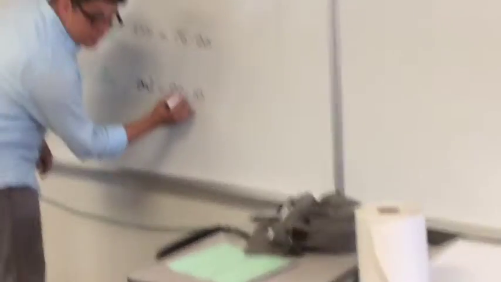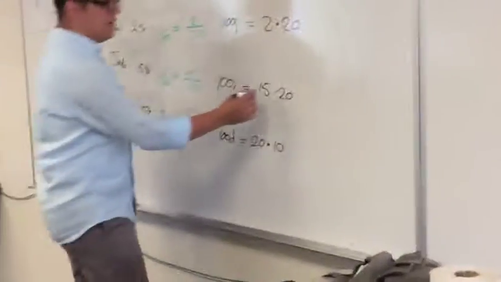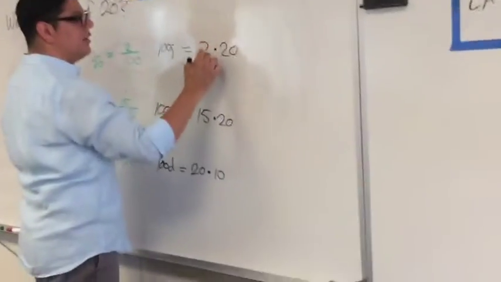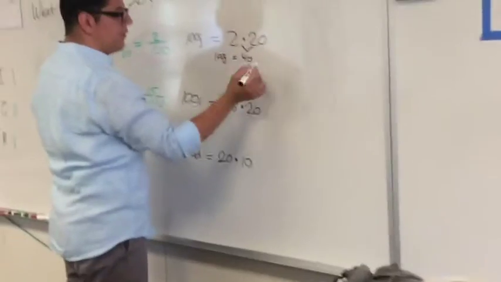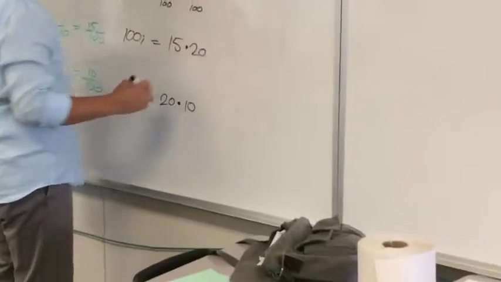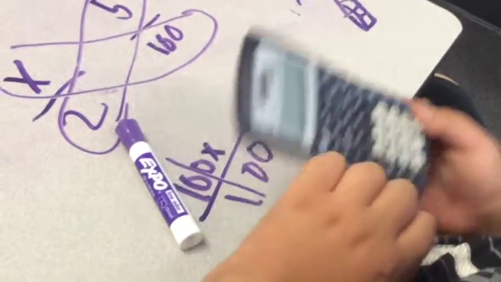What's my operation? That's multiplication. So this one's going to be 40, right? So now I have 100j equals 40. I'm going to divide by 100. John, get your calculator ready. It's going to cancel. So j equals 40 divided by 100.